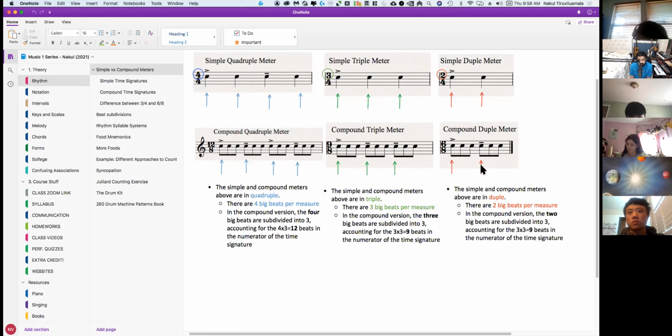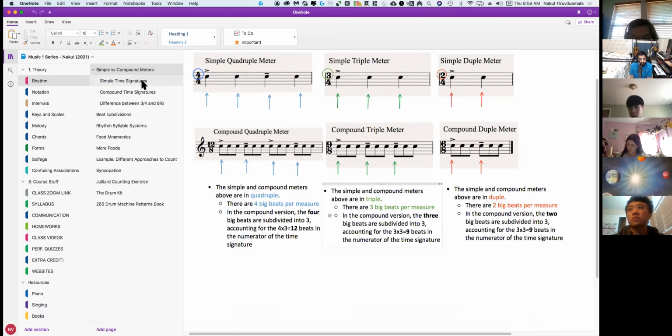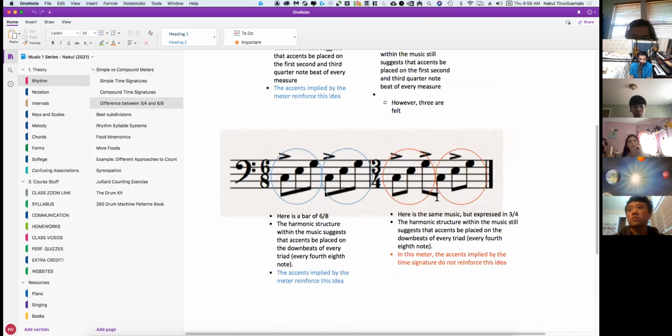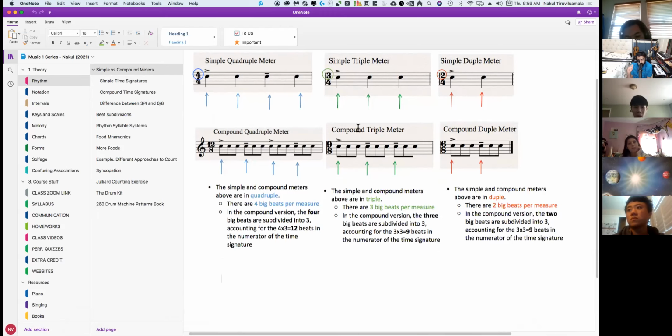Couldn't that also be a triple if you look at it as 2 quarter notes, 3 groups of 2 quarter notes? That's a great question. I actually have a document up here about that, so we'll get to that. That's a really fantastic question you asked. And that's the difference between 3/4 and 6/8.